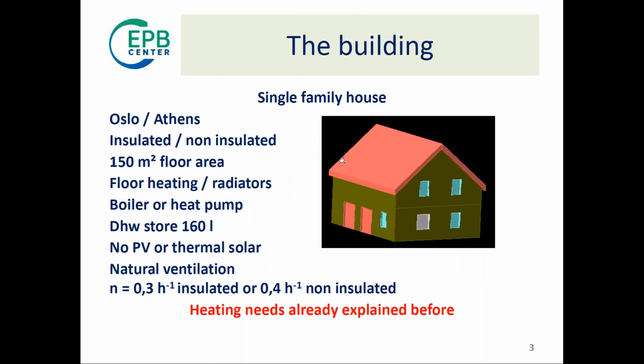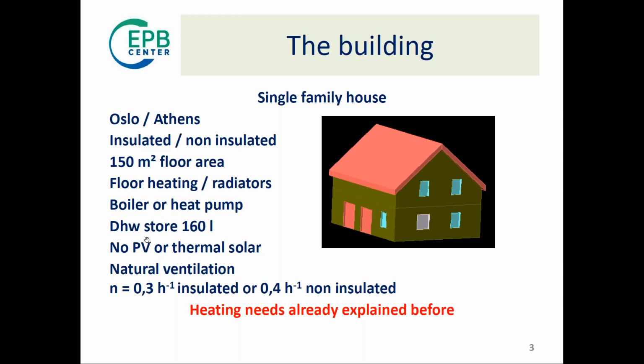Well, the building has already been described, it is the building that is used in the 52016 as an example. So you've already been told we have the alternative Oslo-Essen, insulated, non-insulated, 150 square meter floor area. I will compare as well floor heating, radiators, a boiler, a heat pump. We will consider a domestic hot water store of 160 liters. No PV or thermal solar in this example.